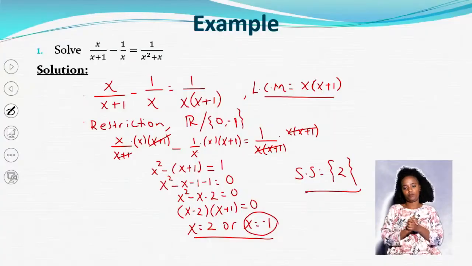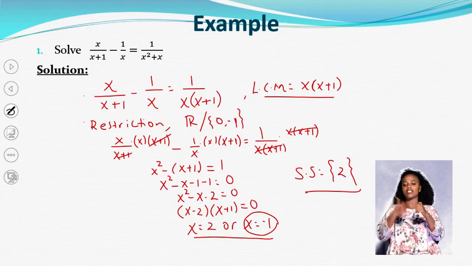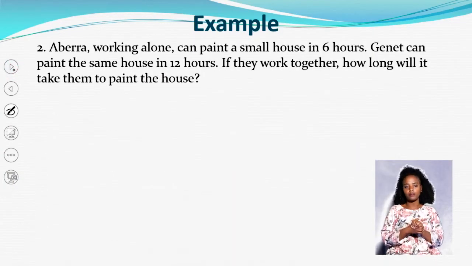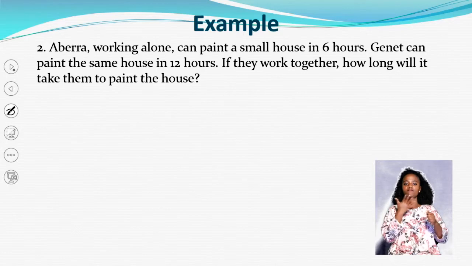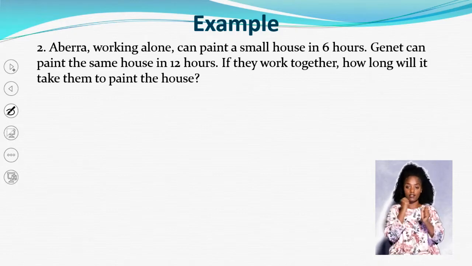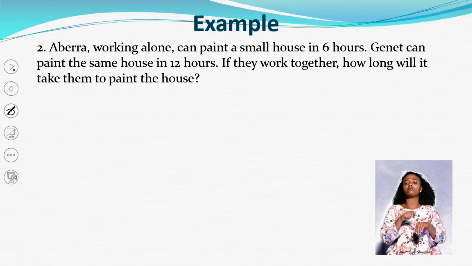Now let's continue to the second example. Aberra, working alone, can paint a small house in 6 hours. Gannet can paint the same house in 12 hours. If they work together, how long will it take them to paint the house? So let's see the solution.